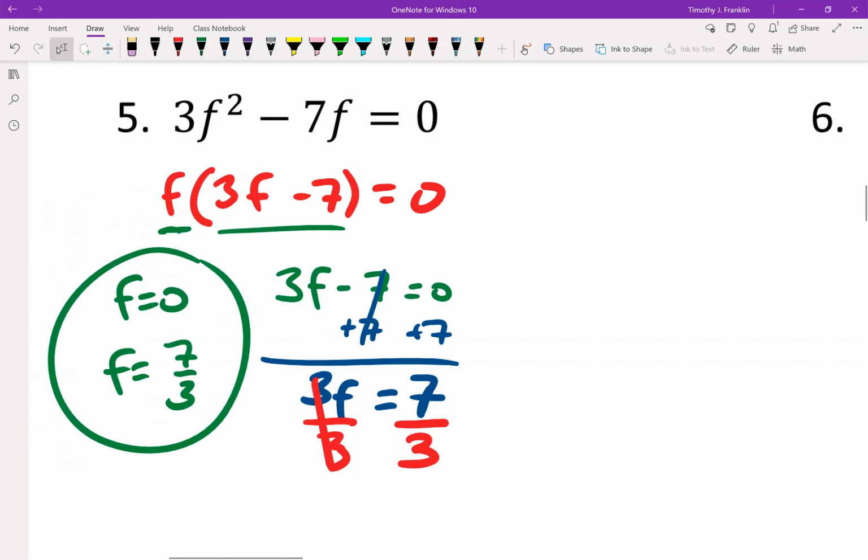So the number of solutions you get should match the number of factors that you have when you factor it. We have two factors, so we have two solutions.